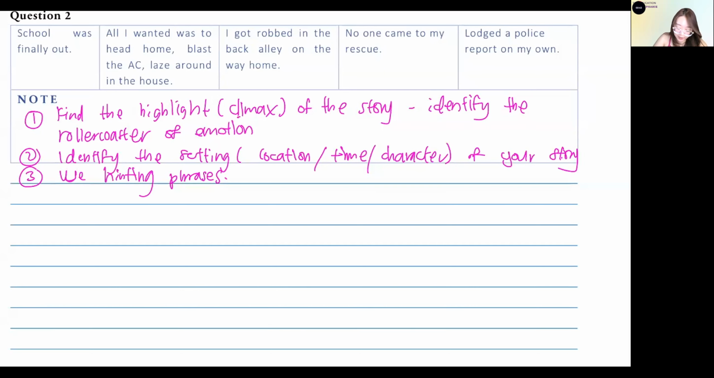Okay, first of all, you have to read through the plot, okay, the story. When you write your story, you will need to have the story flow in your mind already, from the beginning to the end. Not like while you are writing, you try to figure out what you need to put. Okay, the whole story first. Then identify the highlight or the climax of the story to ensure what the roller coaster of emotion should be. Okay, then look into the setting, the location, the time, or the character of your story, and then use the hinting phrases. Okay, I'm so sorry, my words might be a bit artistic today because I want to write it fast for you.